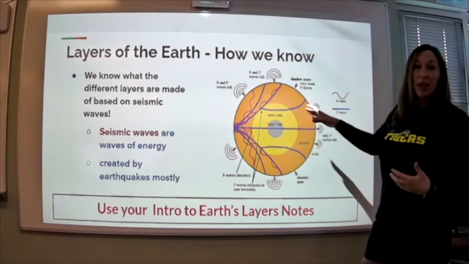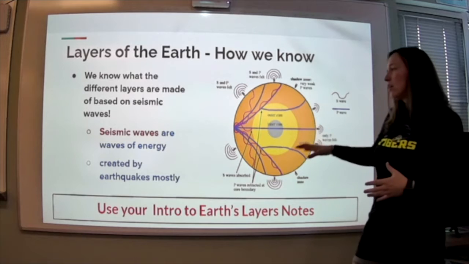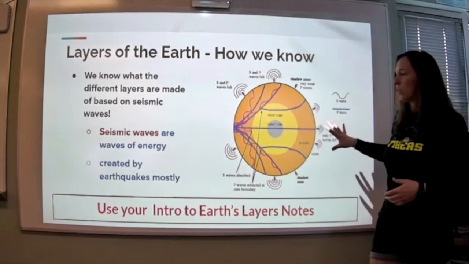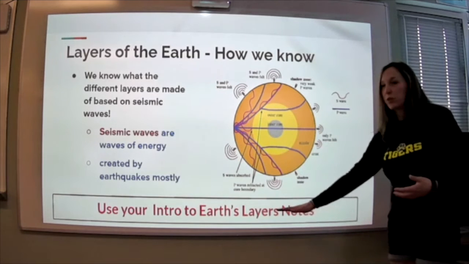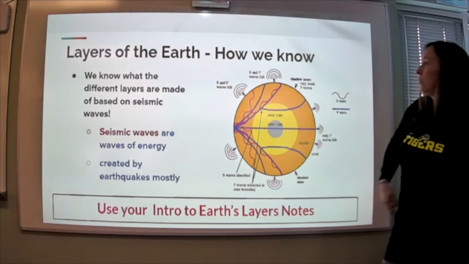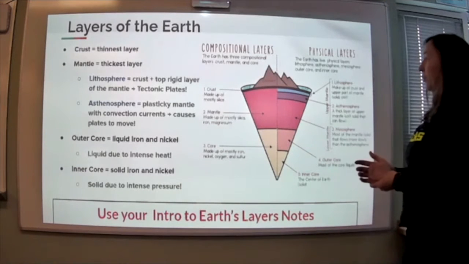So the different layers are determined based on composition. We know the composition based on these seismic waves and how fast they go through the different layers of our planet. These answers can be found in your intro to layers notes, by the way. Intro to Earth's layers.